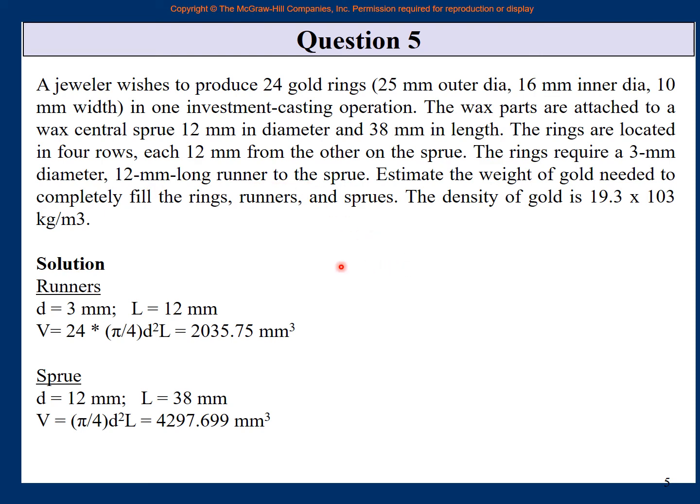From the sprue there is a runner. So the size of the runner is 3 millimeter dia, 12 millimeter long. Estimate the weight of gold. Actually weight means mass, but weight is a general term. Estimate the weight of the gold needed to completely fill the rings, runners and sprues. The density of gold is 19.3 into 10 raised to 3 kilogram per meter cube. So the density of gold is given, and now this data is there.